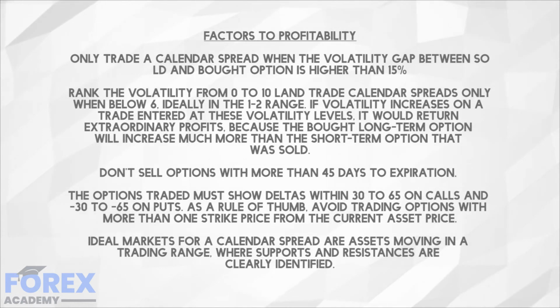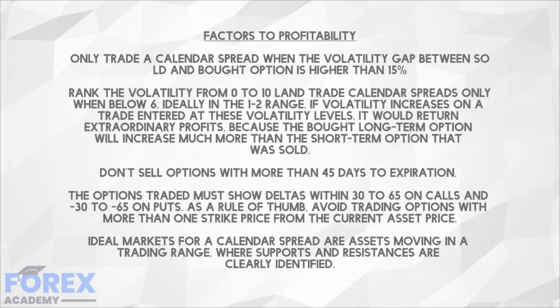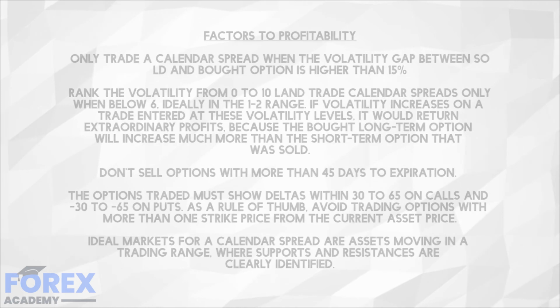Don't sell options with more than 45 days to expiration. The options traded must show deltas within 30 to 65 on calls and -30 to -65 on puts. As a rule of thumb, avoid trading options with more than one strike price from the current asset price. Ideal markets for calendar spreads are assets moving in a trading range, where supports and resistances are clearly identified.